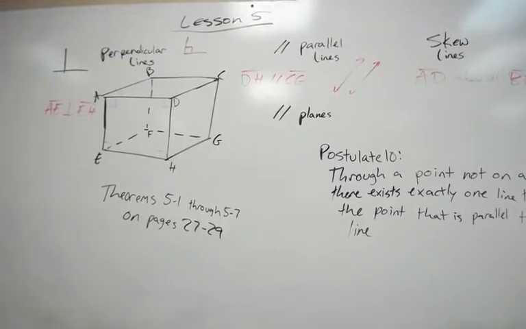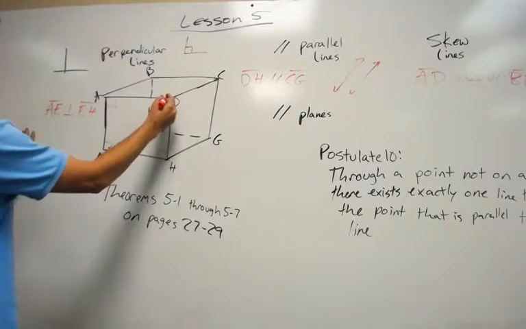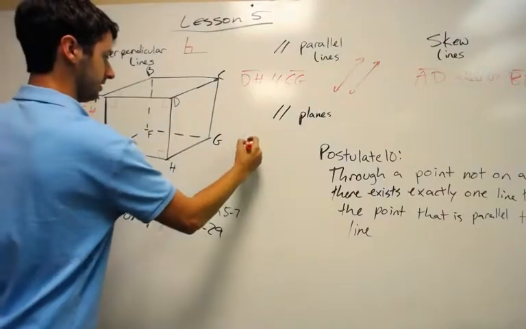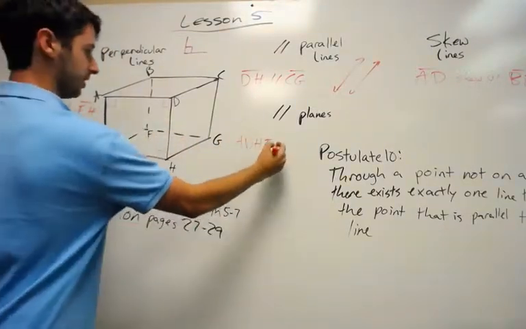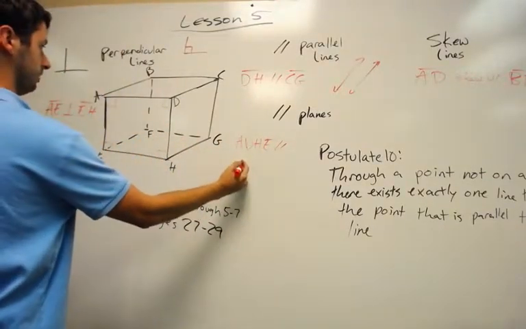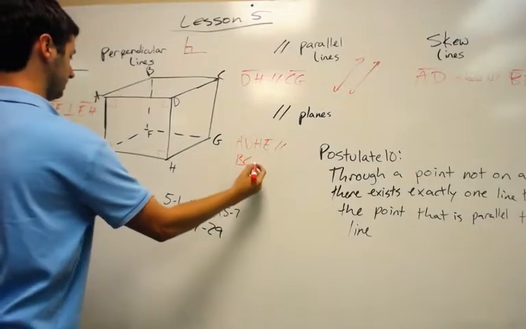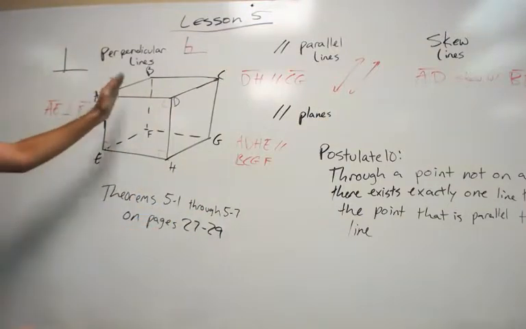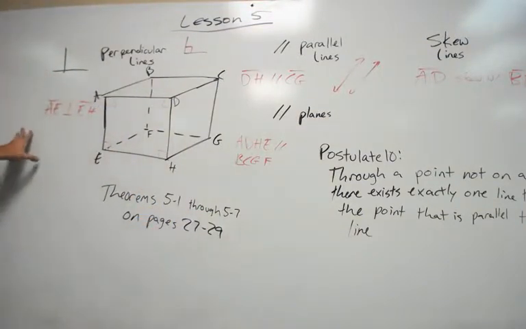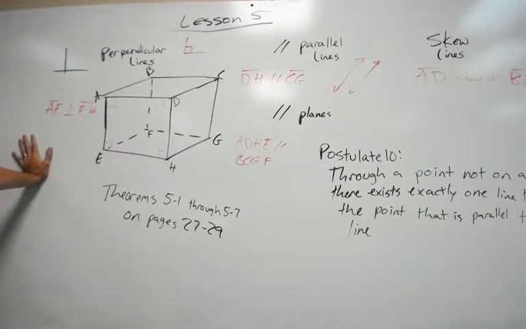And then the last thing we'll look at here is parallel planes. It's the same thing as parallel lines, except it's a plane. So plane in this case looks like a square. So you have AD, HE. This plane is parallel to BCGF. Now notice I correlated the proper letters on the square. That's what you want to do. You want to make sure the letters correlate. But those planes are parallel.